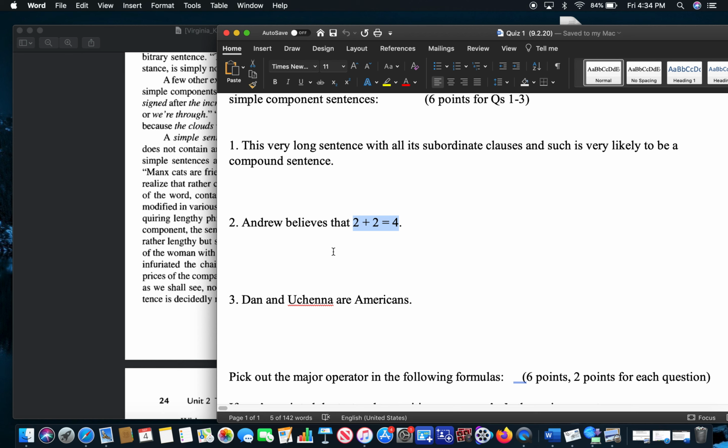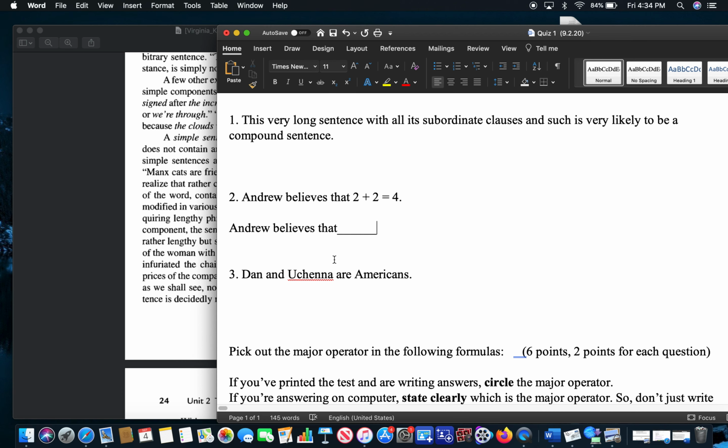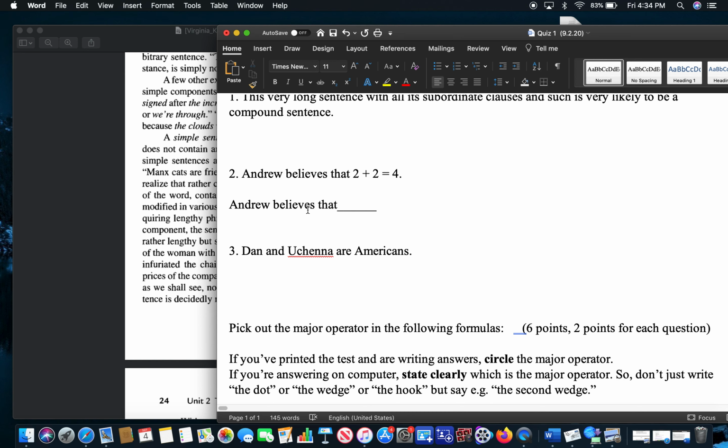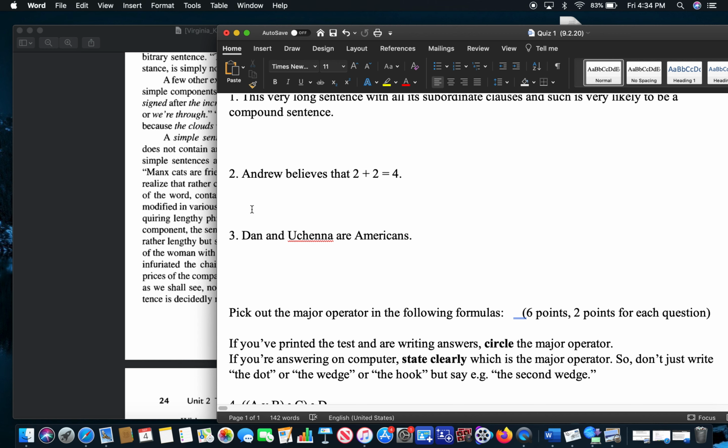Quite a few people lost a point for writing "Andrew believes that." That is not a component sentence, right? "Andrew believes that" is a sentential operator. A sentential operator is an expression containing blanks whereby if you put any sentence into the blank, you get, as a result, another sentence. So "blank or blank" is a sentential operator, and so is "blank and blank." Those things for which we have symbols are all sentential operators. But anyway, this is not a component sentence. Sentential operators are not component sentences. They're a different kind of element.